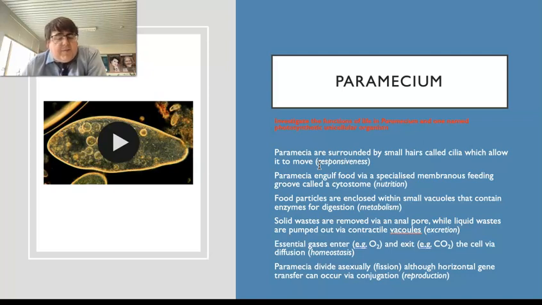They go through homeostasis by maintaining gas concentration, so essential gases will enter, for example, like oxygen, while carbon dioxide will be expelled. Paramecium will also divide asexually through binary fission, although they can also have horizontal gene transfer, which can occur via conjugation, which is a type of reproduction. So that's our Paramecium, and you need to be able to state how Paramecium is going to essentially meet those functions of Mr. Sheng, and that's what we have here.